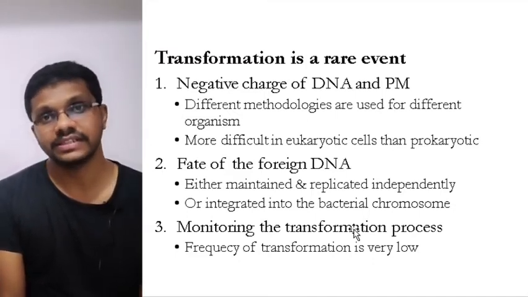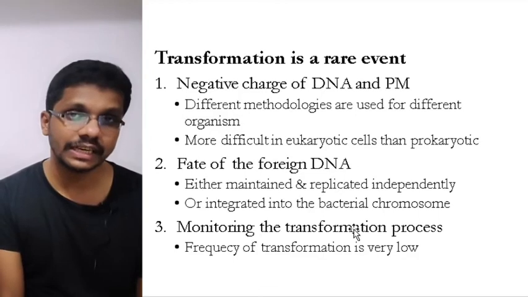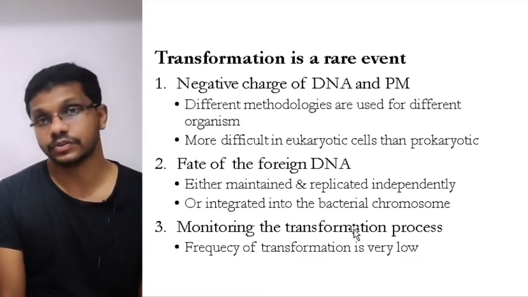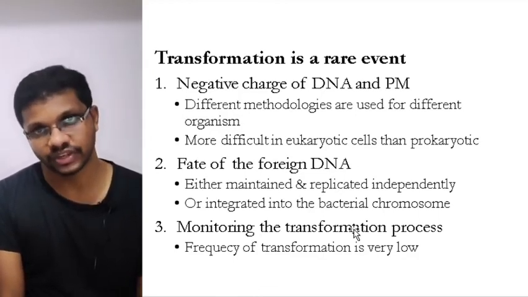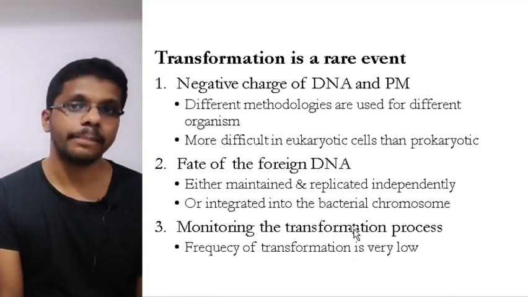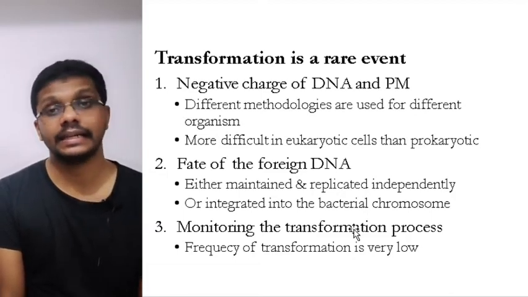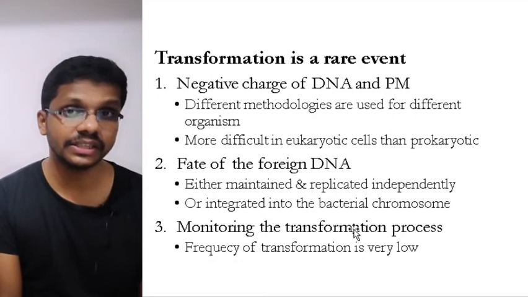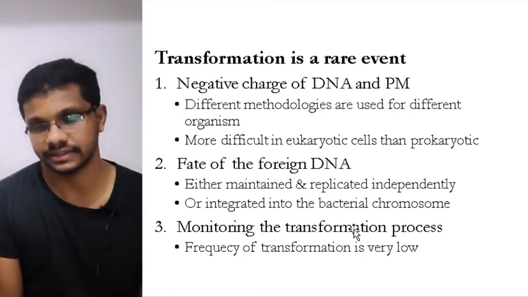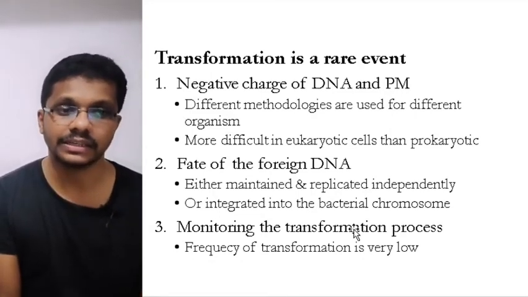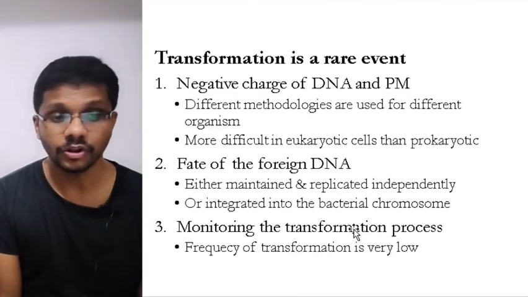So the phosphate is imparting a negative charge to the DNA, and the plasma membrane is made up of a phospholipid bilayer. It also has the phosphate, so it is also negatively charged. So when the DNA and the plasma membrane come in contact with each other, they will repel because of the same charge. So that's one reason why the transformation efficiency is low.